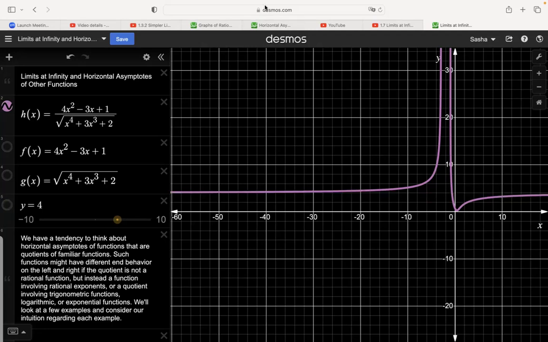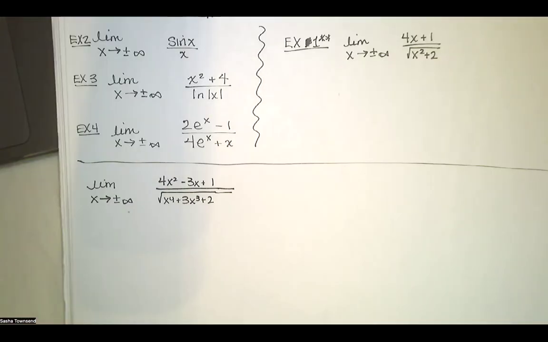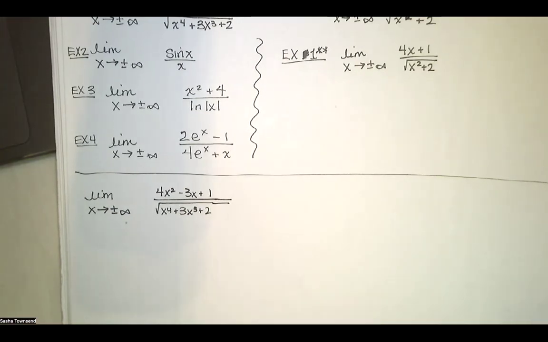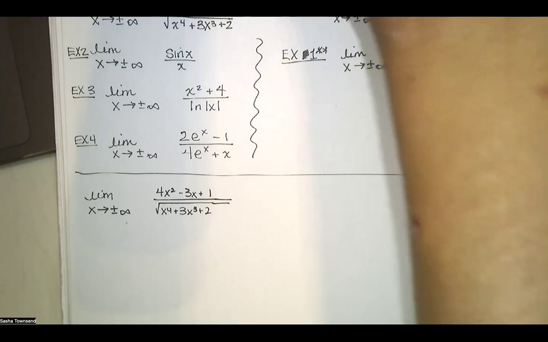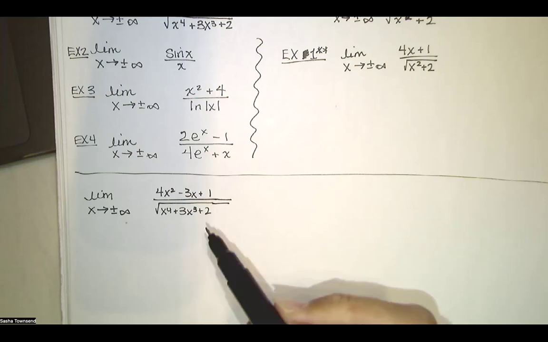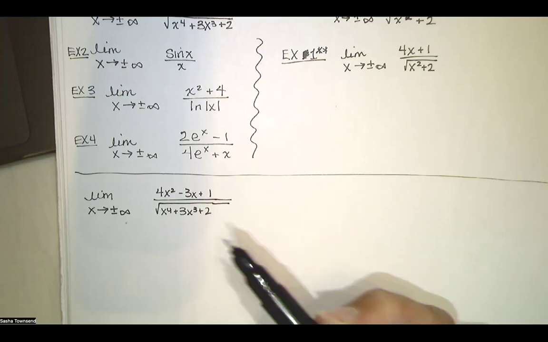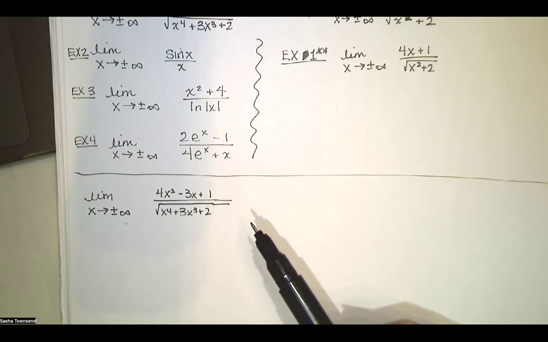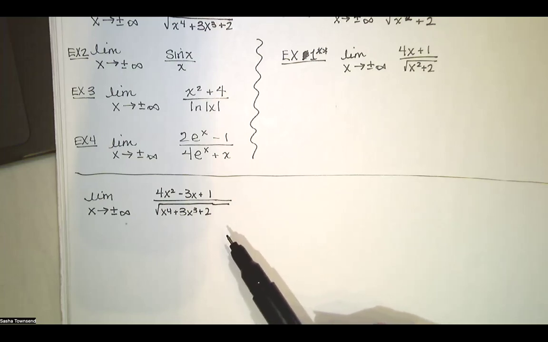So let's do that on paper now. The graph suggests that the answer is 4. The limiting value as x goes to positive or negative infinity is 4. So how do you find that algebraically? How could we determine that result just by looking at this function?